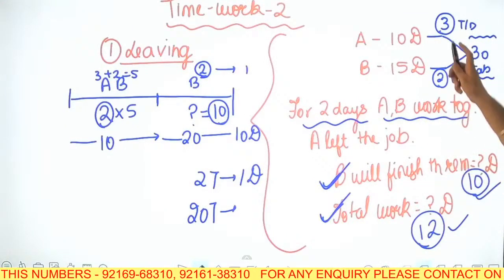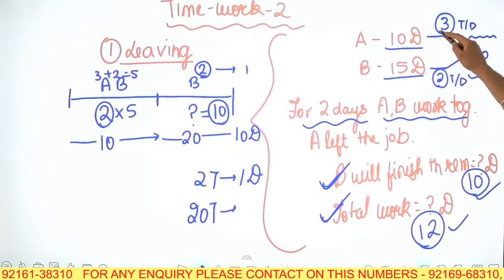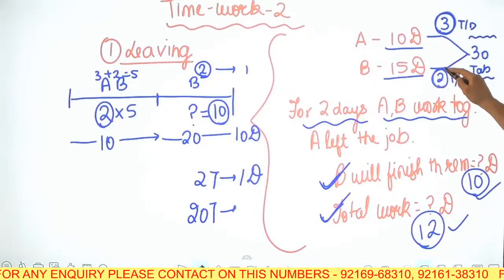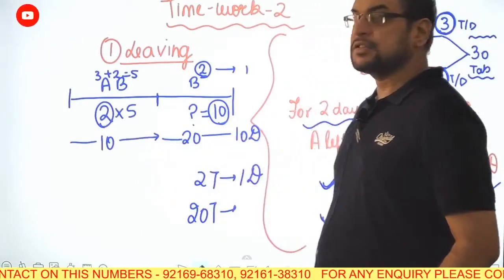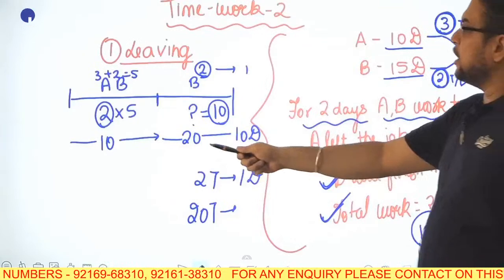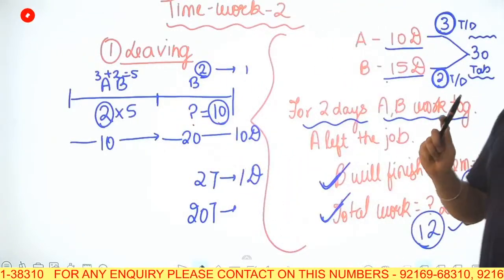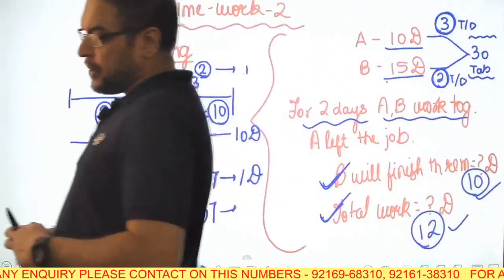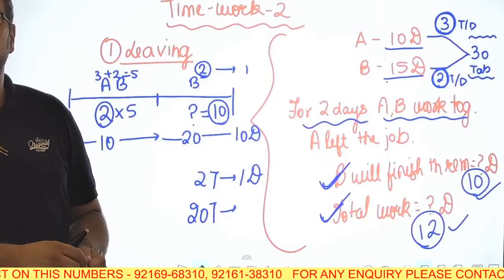Whenever we are given such a question, we take the LCM first, then we take the efficiency. This is 3, this is 2, so every day they make 5. So in 2 days they will make 10 tables. Out of 30, 10 is made, so 20 is left for B. B has an efficiency of 2 tables per day, so 20 will be done in 10 days.